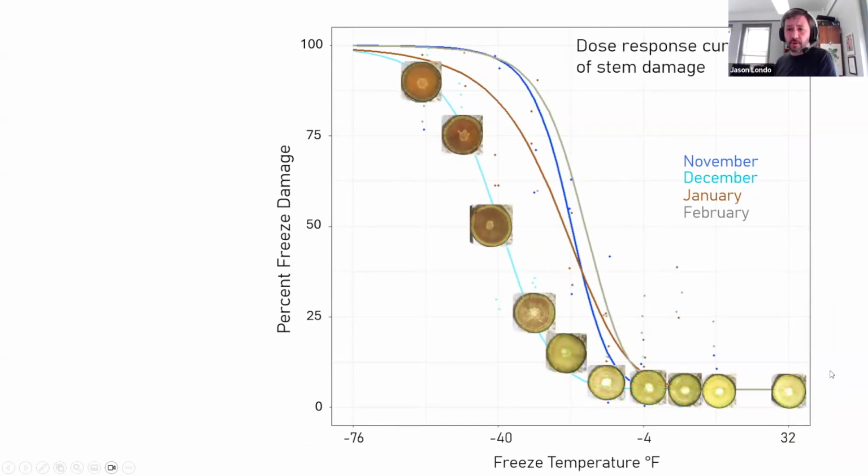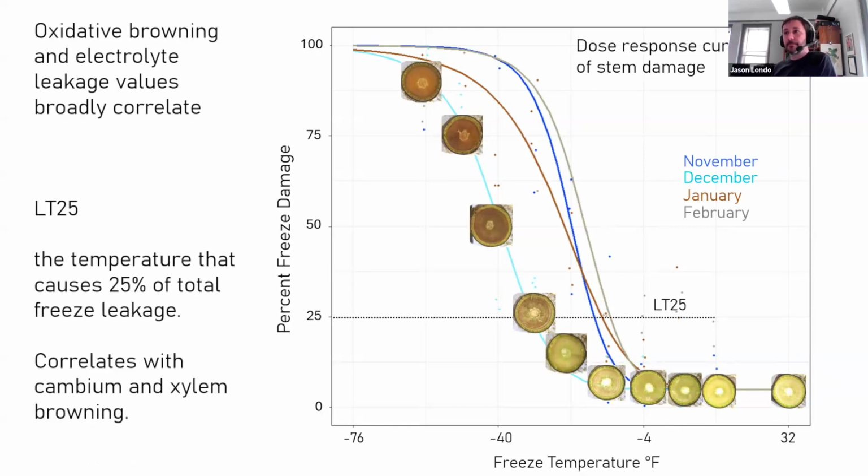When we look at how these overlay between browning and electrolyte leakage, we see there's very good correlation in general between the low levels of damage in green tissue versus the high level of damage in brown tissue. And we just pick the LT25 as a reference point because it's the point where we get brown cambium and xylem tissue, and we use this measurement to compare different rootstocks throughout the different winter time points.